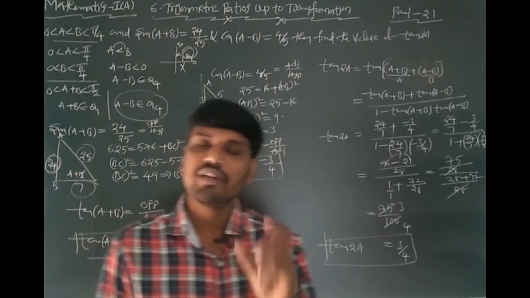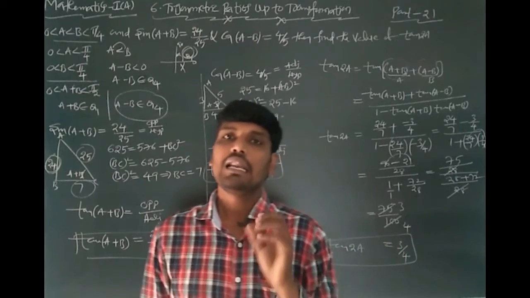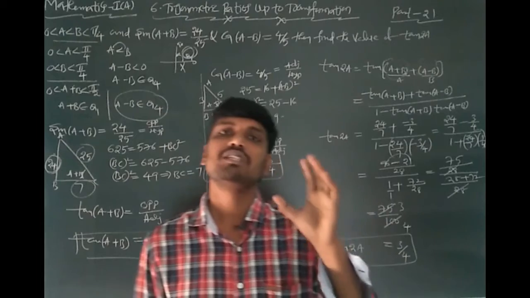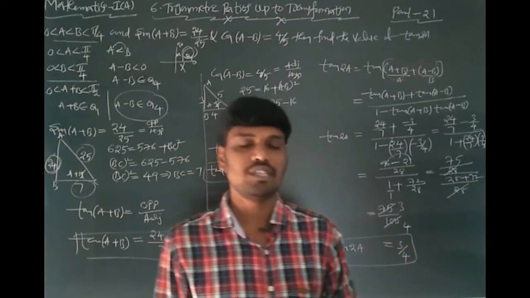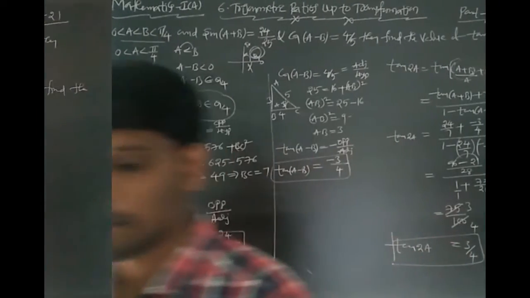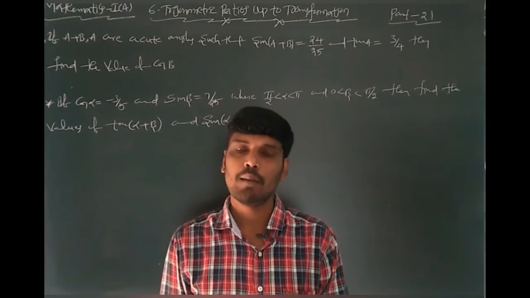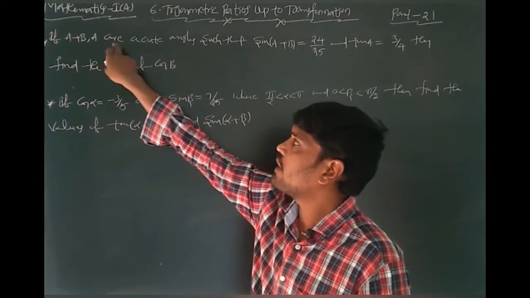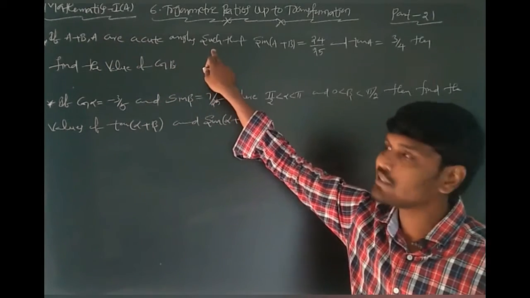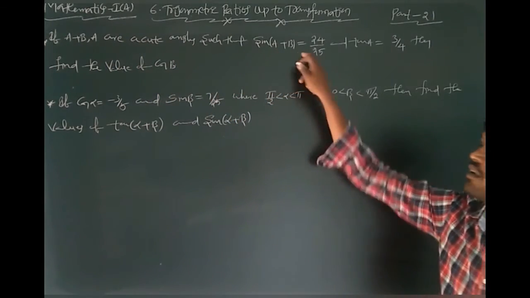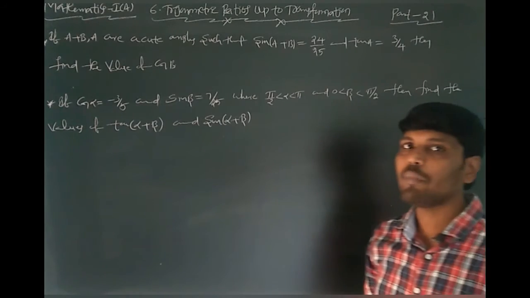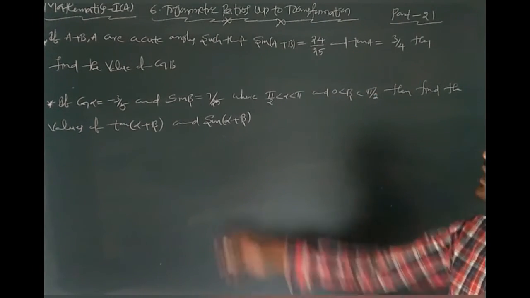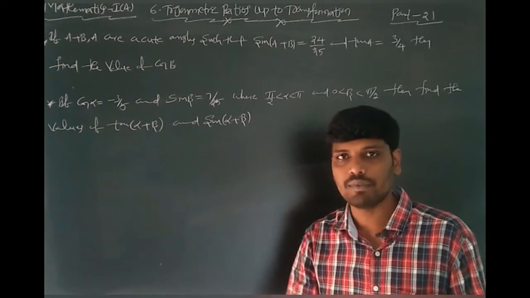This is a very important repeated 4 marks problem in the IP examination. Sometimes these model problems come in from the MCET point of view. Today's assignment or homework, first problem: if A plus B, A are acute angles such that sine of A plus B equal to 24 by 25 and tan A equal to 3 by 4, then find the value of cos B.